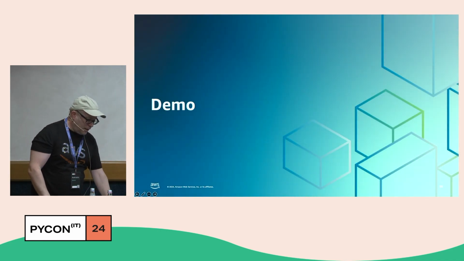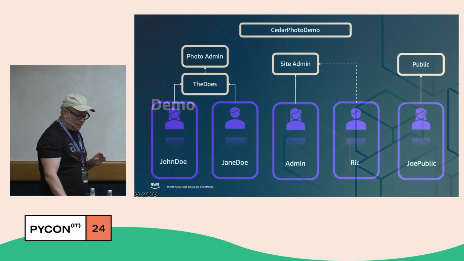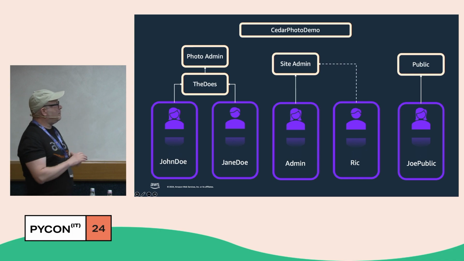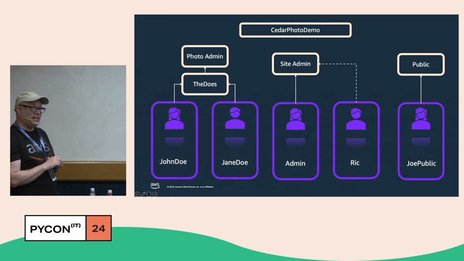So anyway, I've talked a lot. I want to actually show you this stuff now. So I've got a very simple demo app. It's a photo app. And we have a number of actors. So we have John Doe and Jane Doe, who are part of the family The Does.